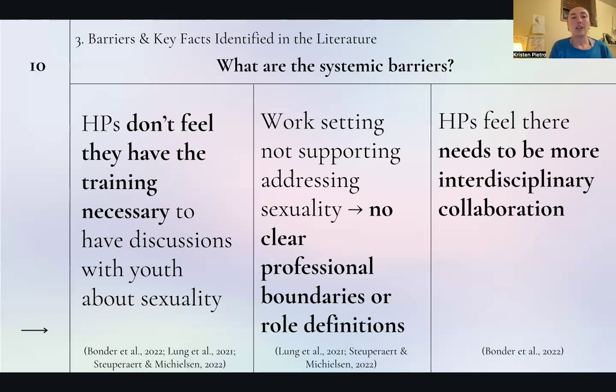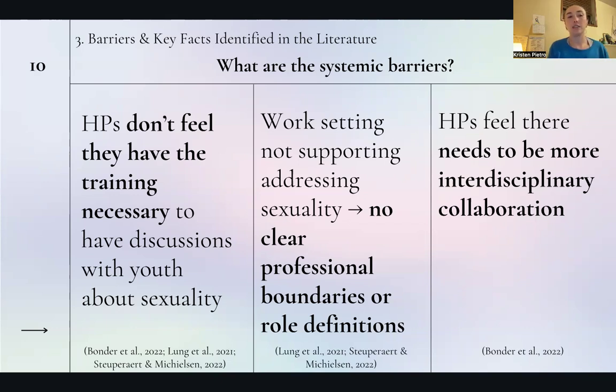A common barrier is that health professionals don't feel trained to address sexuality, which is why this course exists. Another challenge is lack of support in certain healthcare settings where there's unclear roles and protocols, which prevents them from discussing it with their clients.